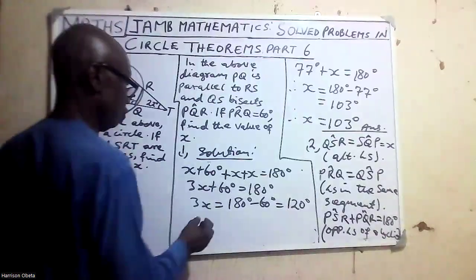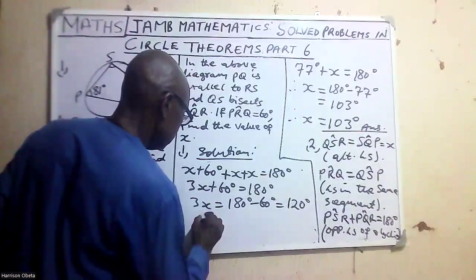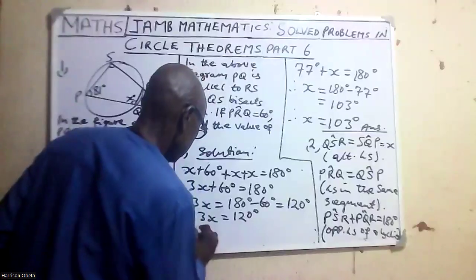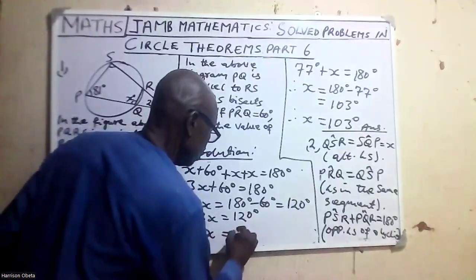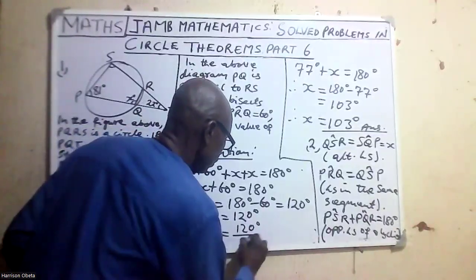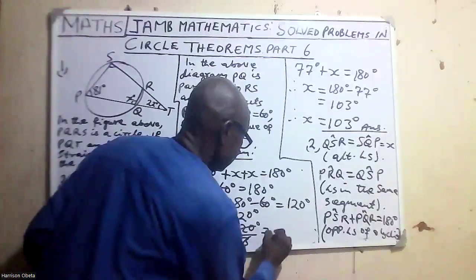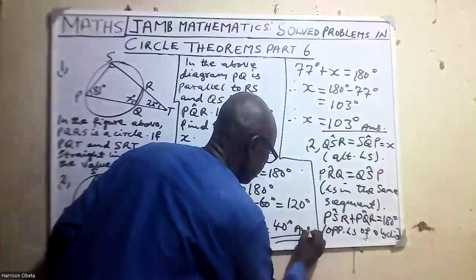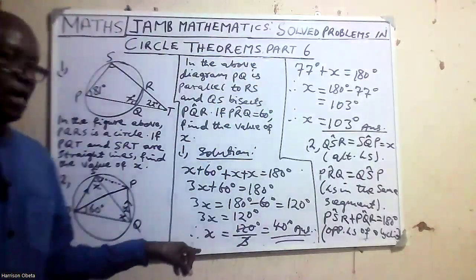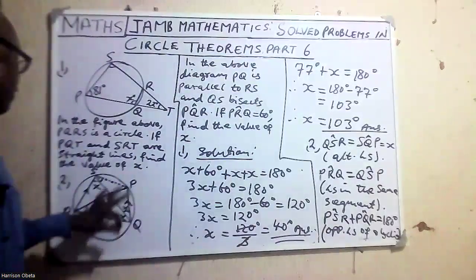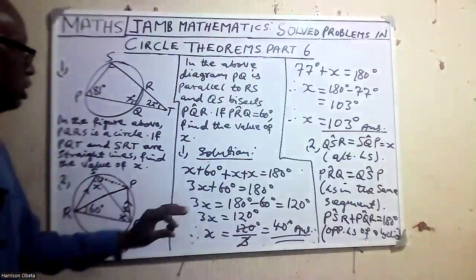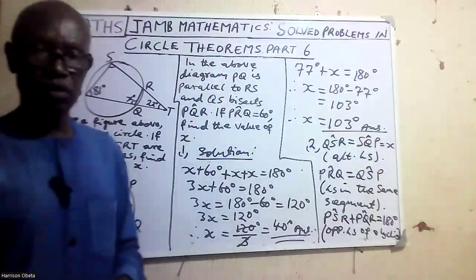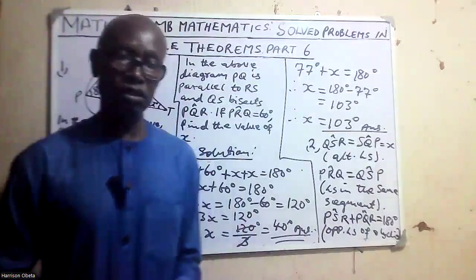So for us to continue, it means that 3X is 120 degrees. Therefore, X is equal to 120 degrees all over 3. We divide, and that will give us 40 degrees, which is what we are looking for. So our X is 40 degrees, and I've explained how we got everything. So that is the end of question number 2, and that's the end of the questions.